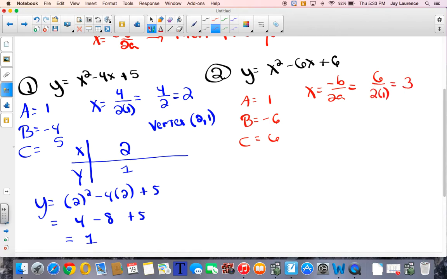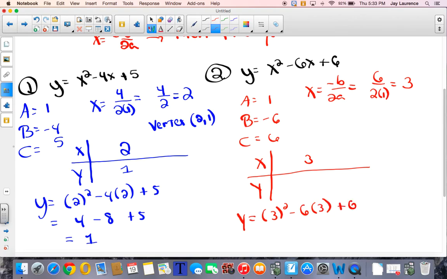And that'll equal 3. So to find the y-coordinate of the vertex, I'm going to plug 3 in for x. So I'm going to go y equals 3 squared minus 6 times 3 plus 6. If you're not sure what I'm doing, I'm just putting 3 in here and also in here. Okay, so now I have to do the exponent, right? 3 squared is 9. 6 times 3 is 18 plus 6.